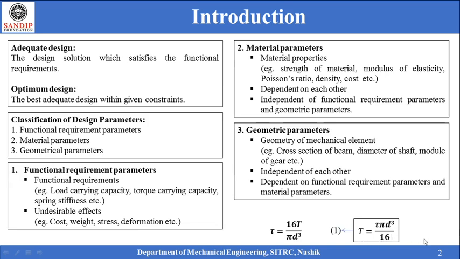In this formula, T, that is torque, is number 1, that is functional requirement parameter. Tau, which is stress induced, or if we are designing the shaft, then it is the shear strength of the material, that is material property, therefore it is a material parameter. D is the diameter of the shaft, which is a geometric parameter.